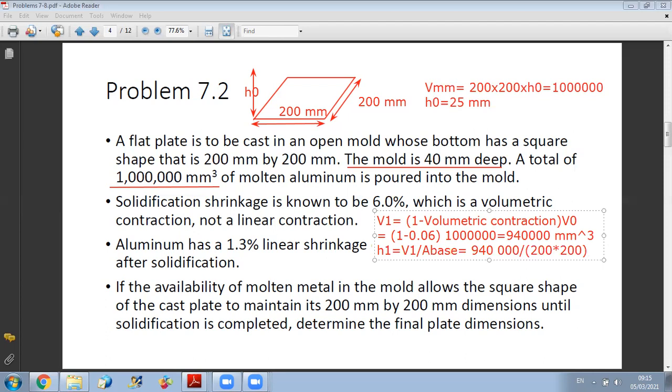H1. Who can give me directly H1 without doing all these steps? What can we do in other words? What can we do?